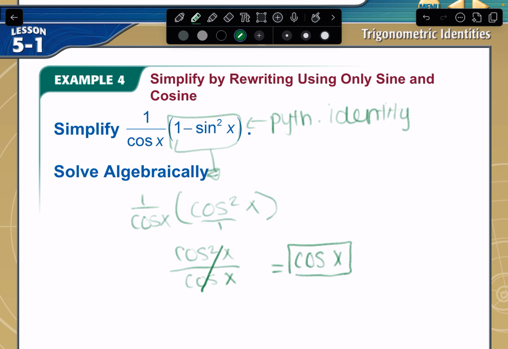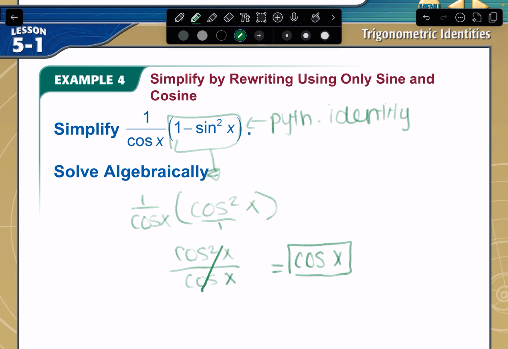So kind of a multi-part. I'm using the Pythagorean theorem identity to simplify. I'm multiplying and I'm canceling stuff. So whenever it says to simplify by rewriting using only sine and cosine, it's asking you to just get to a literal one sine or one cosine.